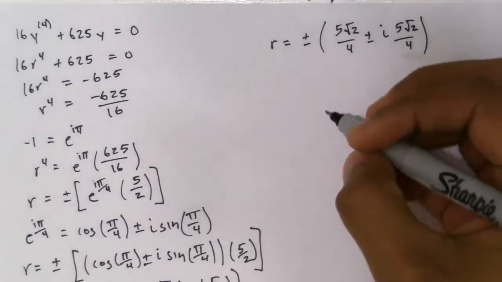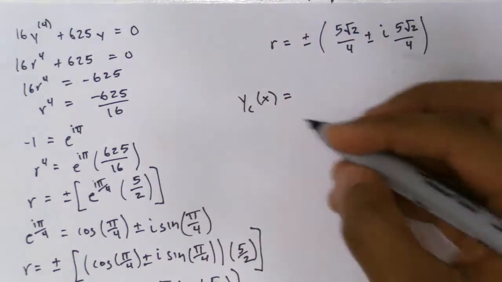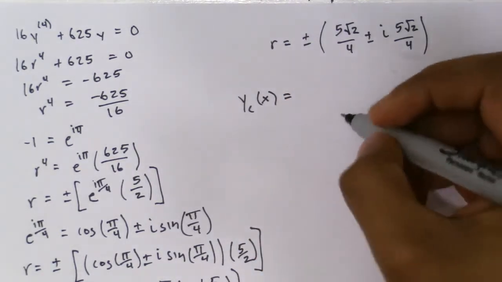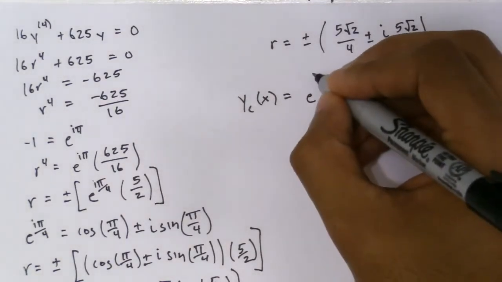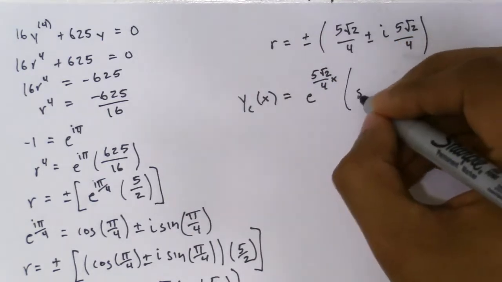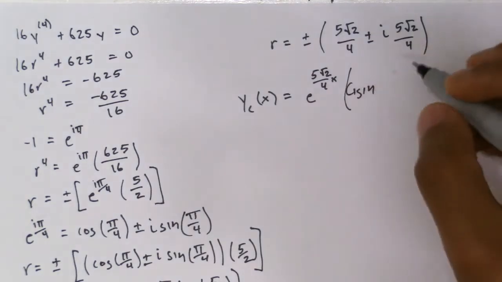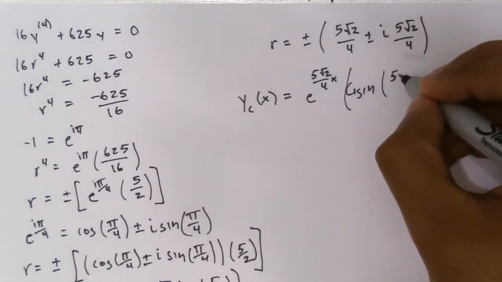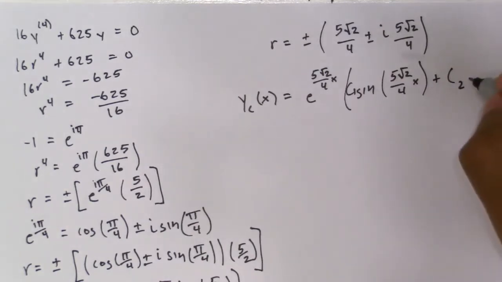So we could write our complementary solution like this: yc of x, complementary solution, which is also the general solution, as I'm gonna probably need more space, but here we go. e to the 5 square root 2 over 4x times sine, or cosine, doesn't matter which one, times a constant c1, 5 square root 2 over 4x plus c2, another constant, cosine of 5 square root 2 over 4x.